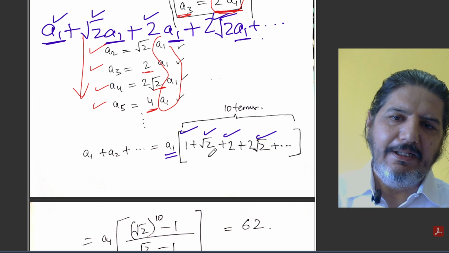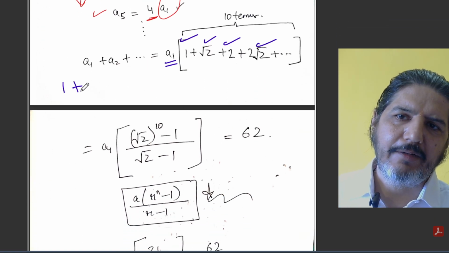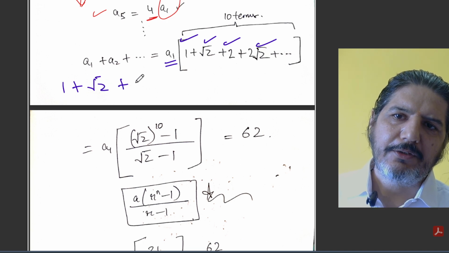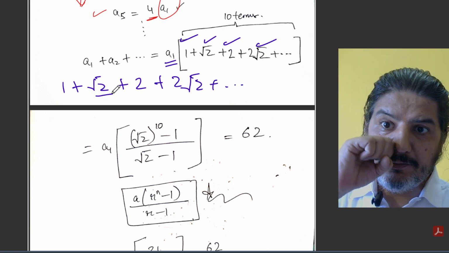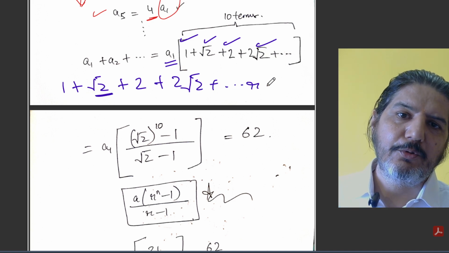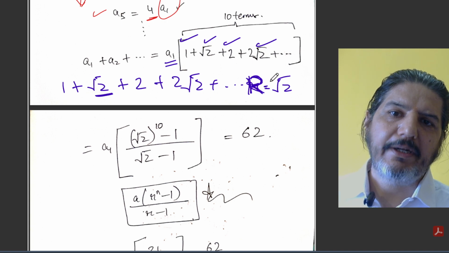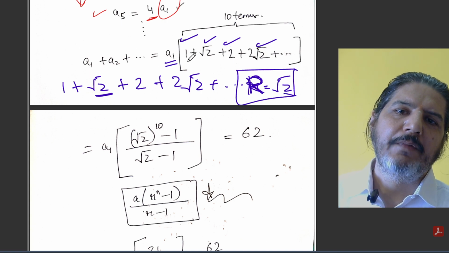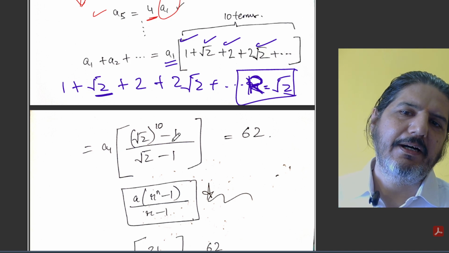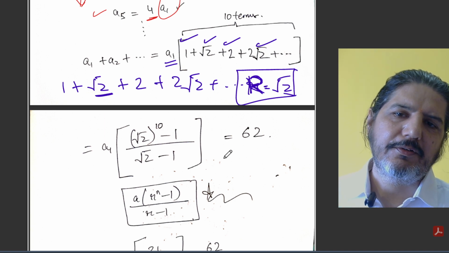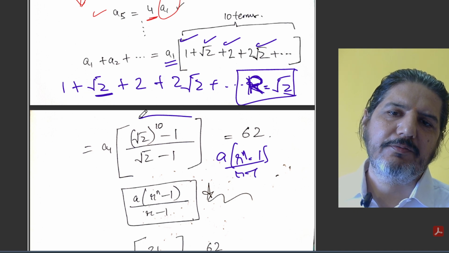And now inside this bracket, if you look carefully, 1 plus root 2 plus 2 plus 2 root 2 and so on. So now this is a GP whose common ratio is root 2. Let me call this R. So I have made a GP whose common ratio is root 2 and whose first term is A1. So I use the formula A times R raised to n minus 1 upon R minus 1. This is the formula I use.